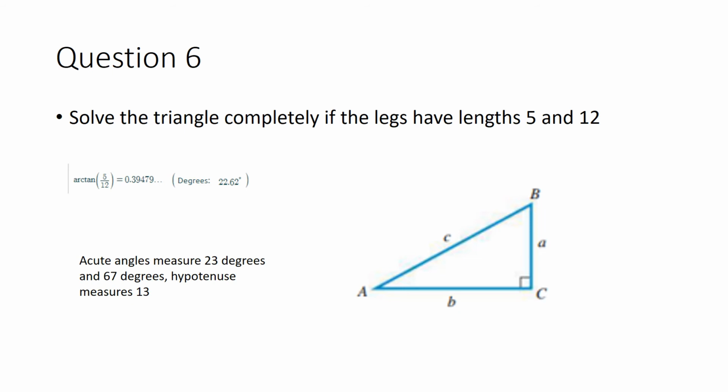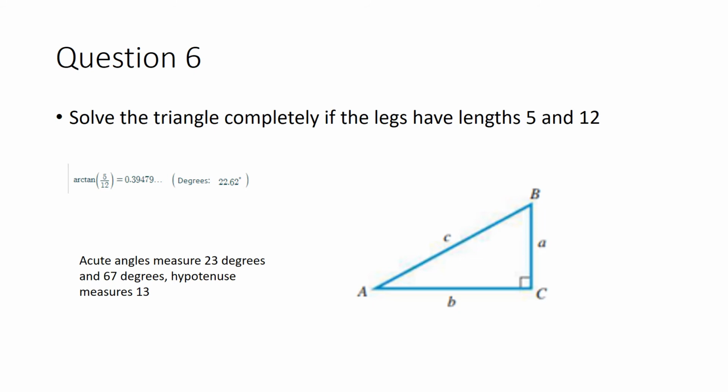Question 6, we have 2 legs. Now I don't tell you which leg is which. One is 5 and one is 12, and so you get to report on this in that manner. But if we have sides that are 5 and 12, we know that there is one angle that's going to be the arctangent of 5 over 12, and that one is going to be 22.62 degrees. I rounded that to 23 in my answer. The other one has to be 67.